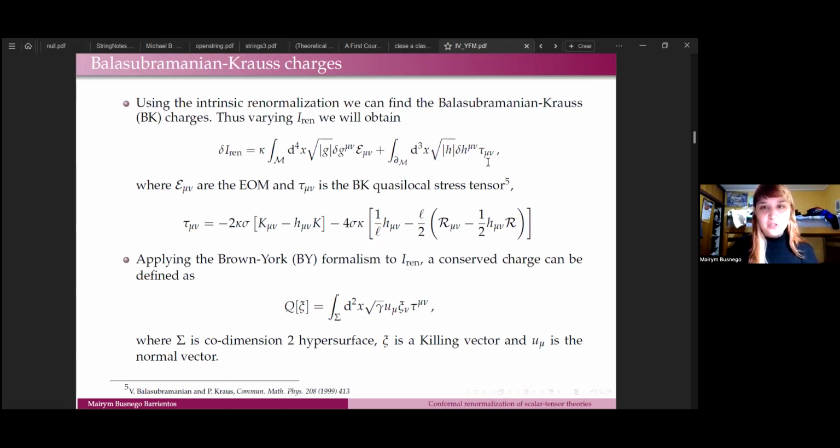We then have the equation of motion, and this tau mu nu is the quasi-local Weyl-Subramanian-Krauss tensor. We can see that this part will correspond to the Brown-York quasi-local stress tensor, and this part will be the part that renormalizes this tensor for AdS. Then, applying the Brown-York formalism, that includes constructing a quasi-local conserved stress tensor, we can find a conserved charge that will be defined as this, where sigma is a codimension 2 hypersurface, T is a Killing vector, and U is the normal vector to the sigma hypersurface.